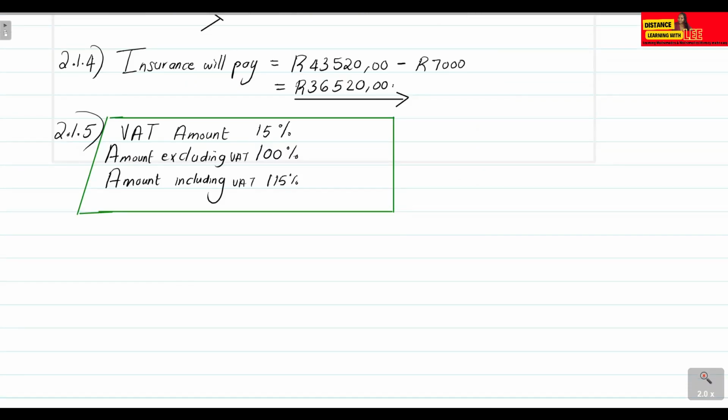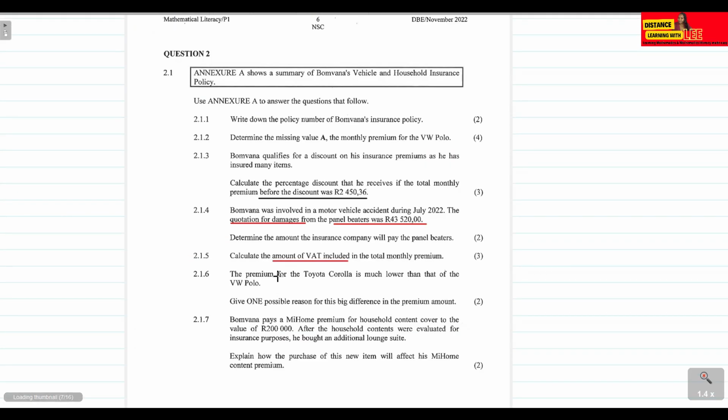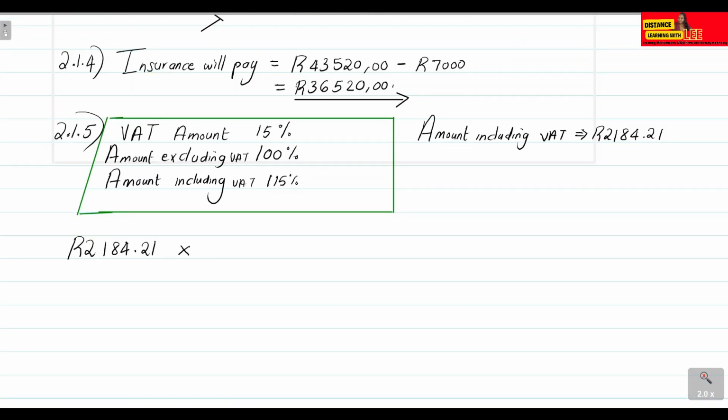So I'm going to write that down here. The amount including VAT is 2,184 rand and 21 cents. So it's safe for us to say that that amount represents 115%. So we're going to basically take that amount of 2,184 rand and 21 cents, and multiply by what do we want? We want our VAT amount. That is basically what we want here. We want the amount of VAT included. So if we want our VAT amount, you multiply by what you want.